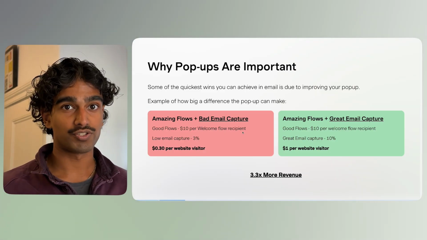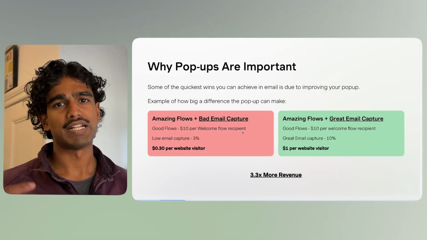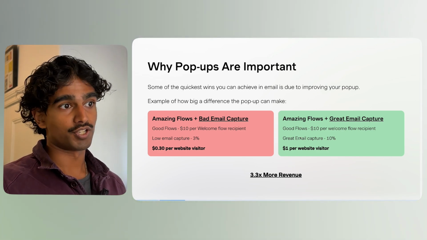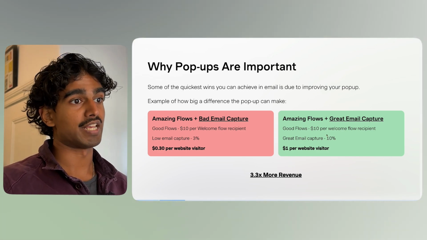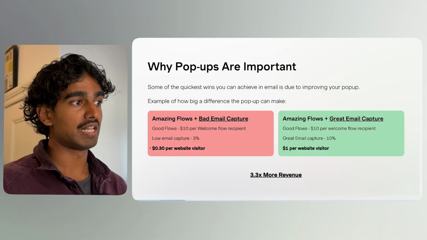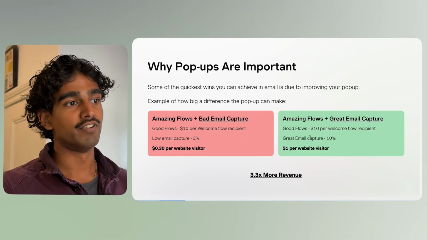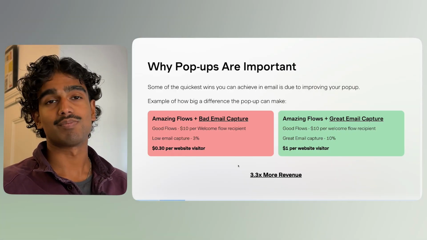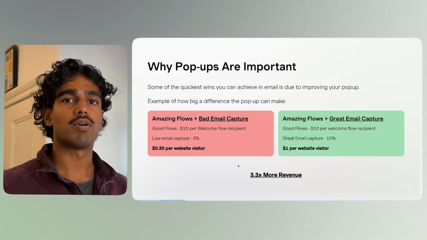So everyone that goes into their welcome flow, on average, it generates $10 per recipient. But their pop-up converts at 3%. Versus this brand, their pop-up converts at 10%. They still have the exact same flows as the other brand. You can see the brand on the left gets 30 cents per website visitor versus the brand on the right gets $1 per website visitor. That's 3x more revenue just from changing the pop-up on their website.